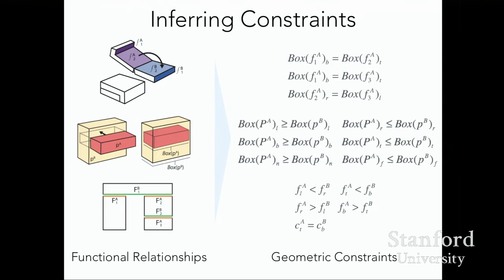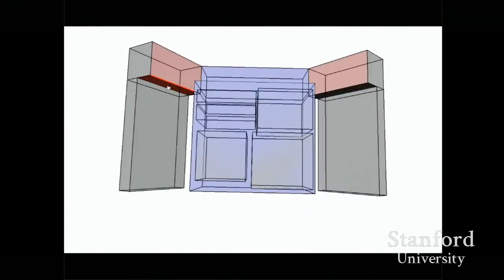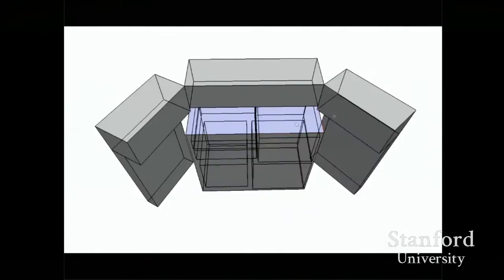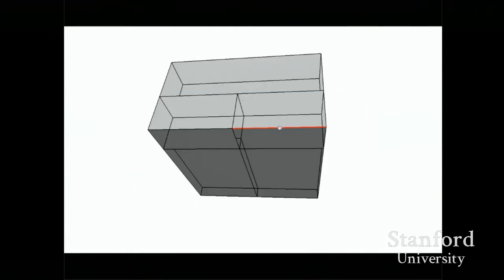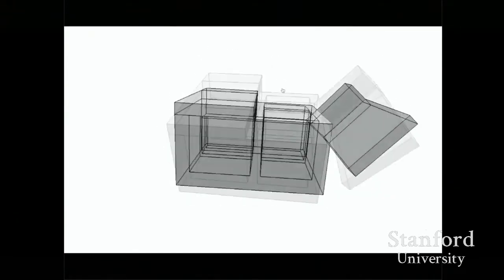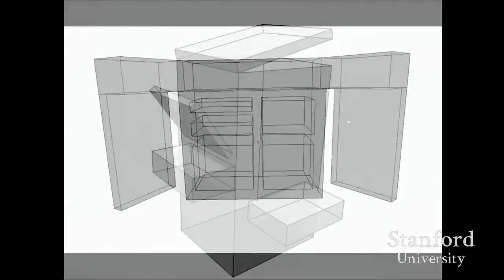So let me just show you a little bit of the system in action. Here's this rough initial model. Let's say I want these two doors of this cabinet to actually fit or cover exactly the front of the cabinet. If I specify that relationship, you can see a bunch of the part dimensions have been updated to make sure that's the case, and also to avoid collisions.